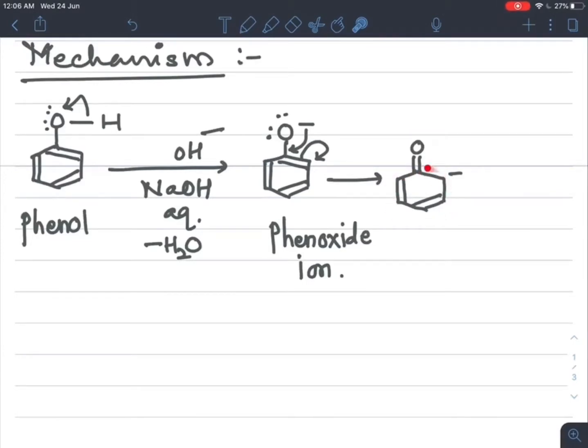Now the aromaticity of this benzene ring is disturbed or vanished, and when this compound is treated with carbon dioxide, when this compound comes in contact with carbon dioxide, how do we write the carbon dioxide formula? O double bond C double bond O. This carbon dioxide is acidic in nature, and by taking these two electrons it is bonded at the ortho position. So what do we get as the further product?